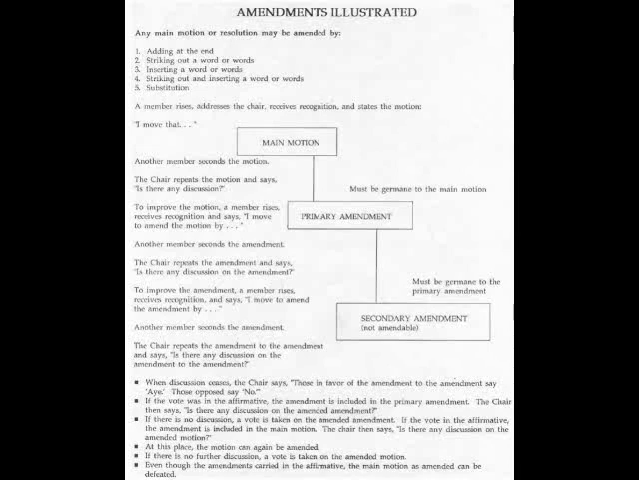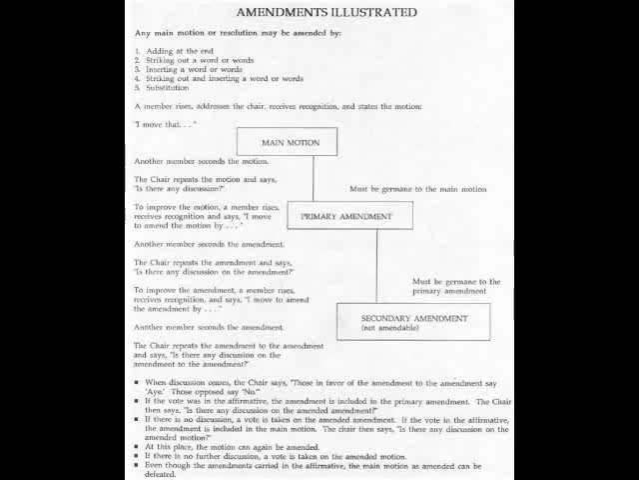"I move that." Another member seconds the motion. A second is needed for discussion. The chair then repeats the motion and says, "Is there any discussion?" This discussion must be germane to the main motion. It has to have relevance. To improve the motion, a member rises, receives recognition, and says, "I move to amend the motion by," and they add their proposed amendment. This is a primary amendment.